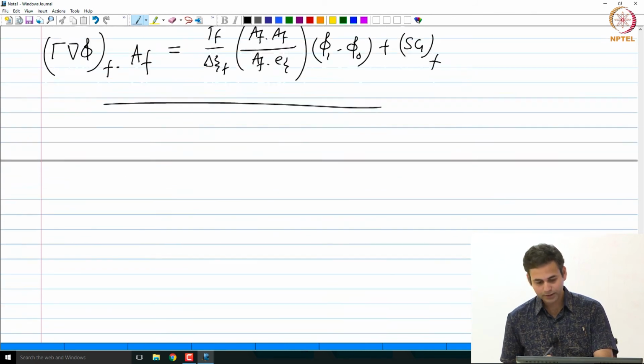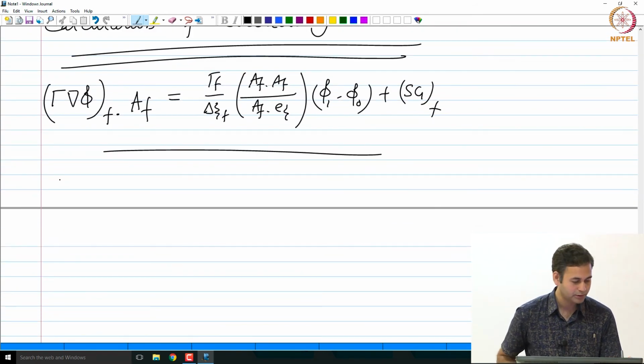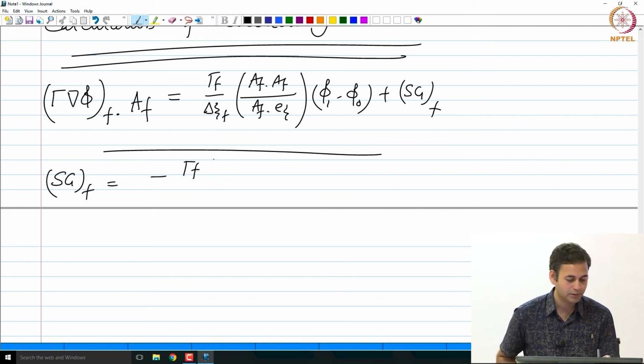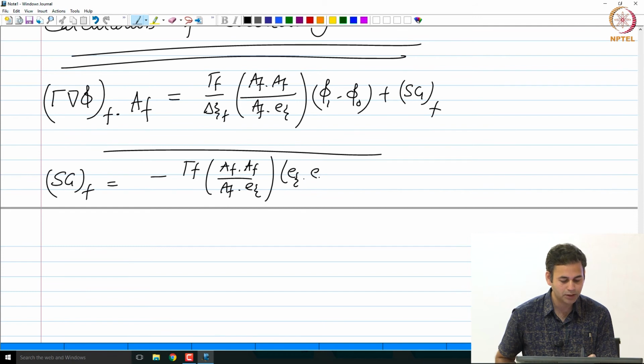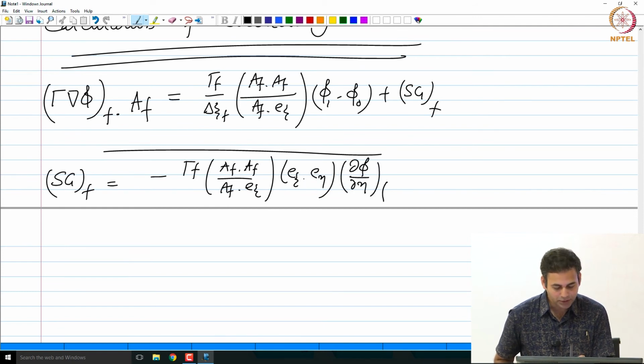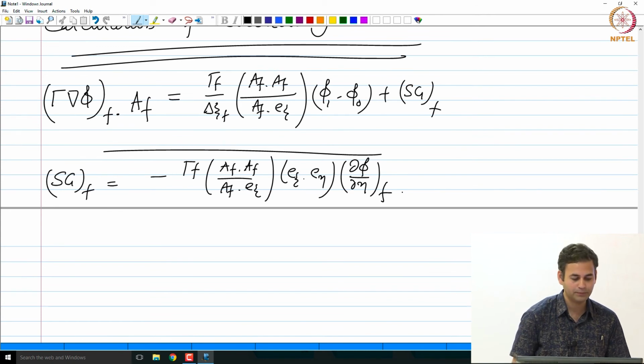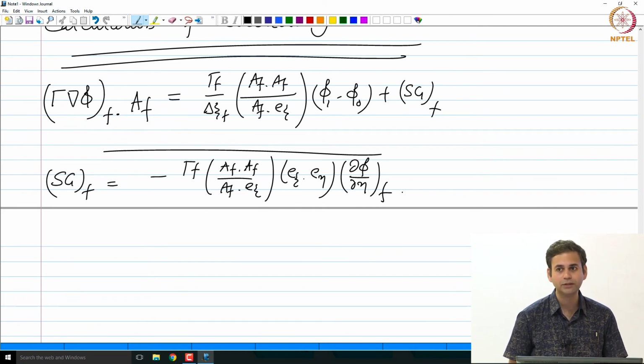Now, what is the expression for the secondary gradient? The secondary gradient for f is given as minus gamma f times A f dot A f by A f dot xi times xi dot e eta times partial phi partial eta on the face f. This is what we got. Let us say I am talking about 2D, this is what I got.